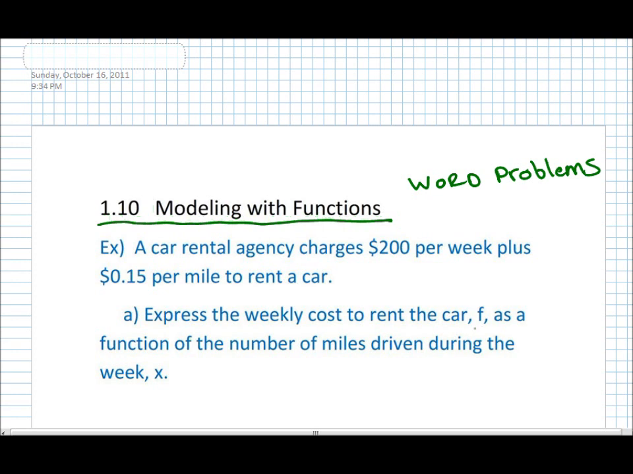So F is the cost. F equals the weekly cost to rent the car as a function of the number of miles driven during the week X. So X is going to equal the number of miles driven.